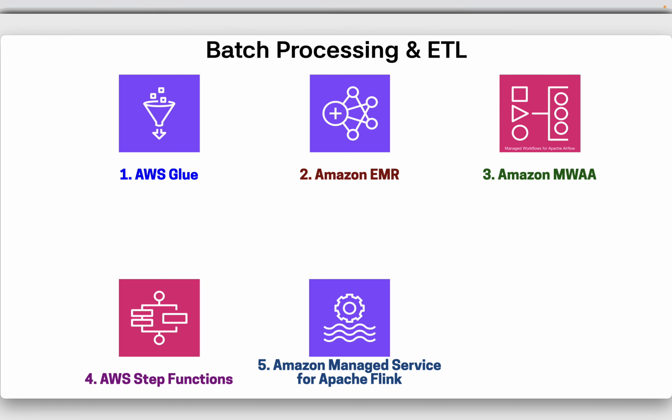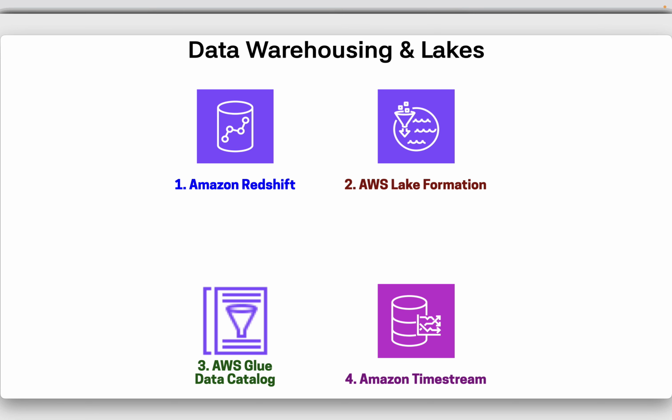Batch processing and ETL. So batch processing is the data which can be processed in a batch. There is a clear start and end. There is a size which can be attached. So these are Glue, Amazon EMR, earlier it was called Elastic MapReduce, then Amazon Managed Workflows for Apache Airflow, AWS Step Functions, Amazon Managed Service for Apache Flink.